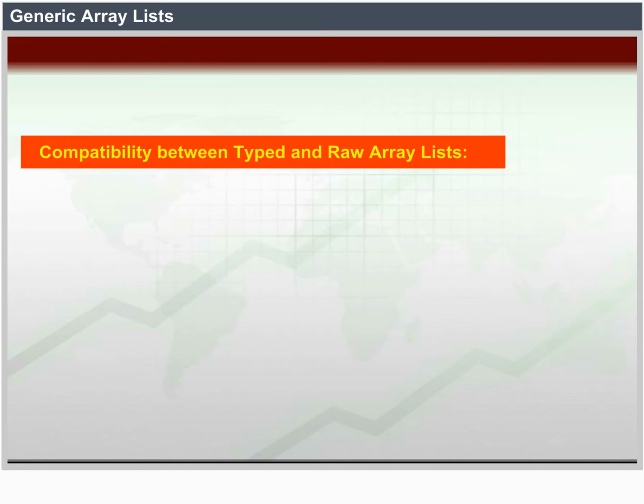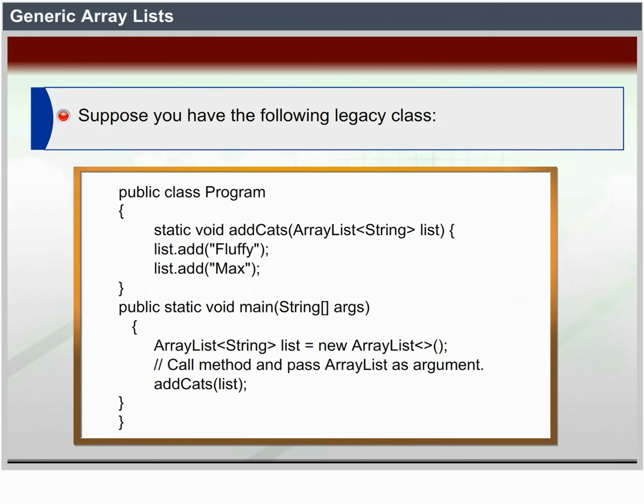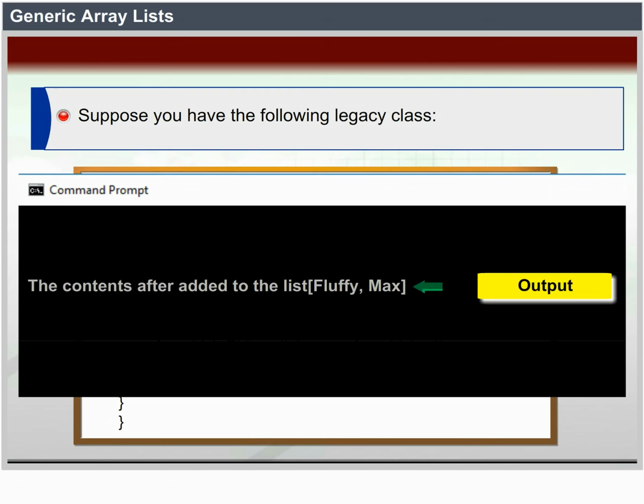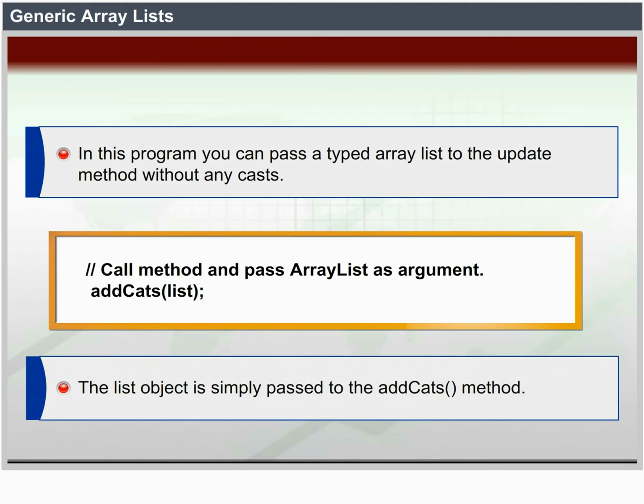Compatibility between typed and raw ArrayList. For added safety, always use type parameters. Suppose you have the following legacy class. In this program, you can pass a typed ArrayList to the update method without any cast. Call the method and pass the ArrayList as an argument: addCats(list). The list object is simply passed to the addCats method.